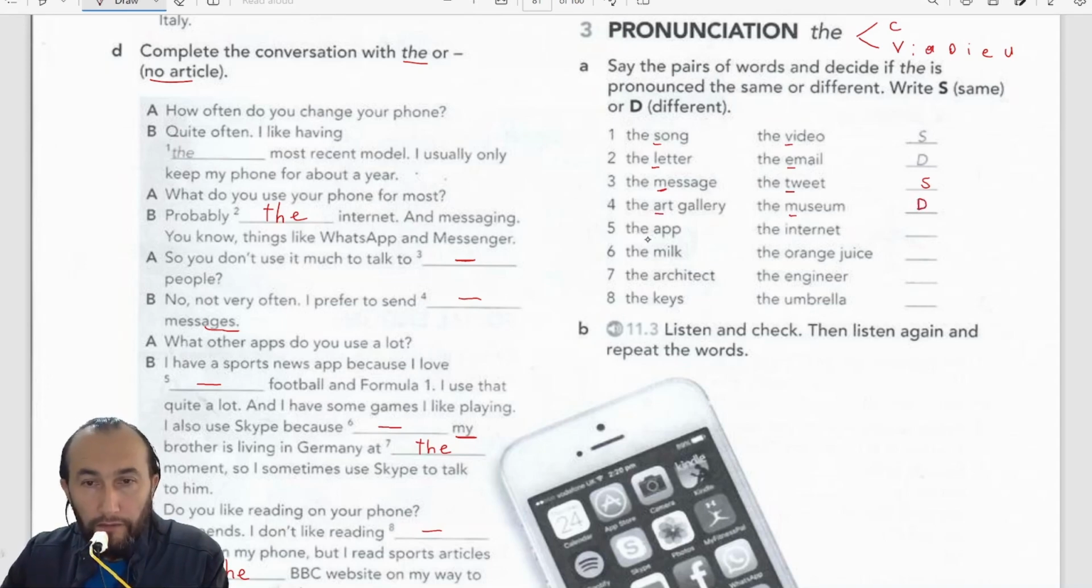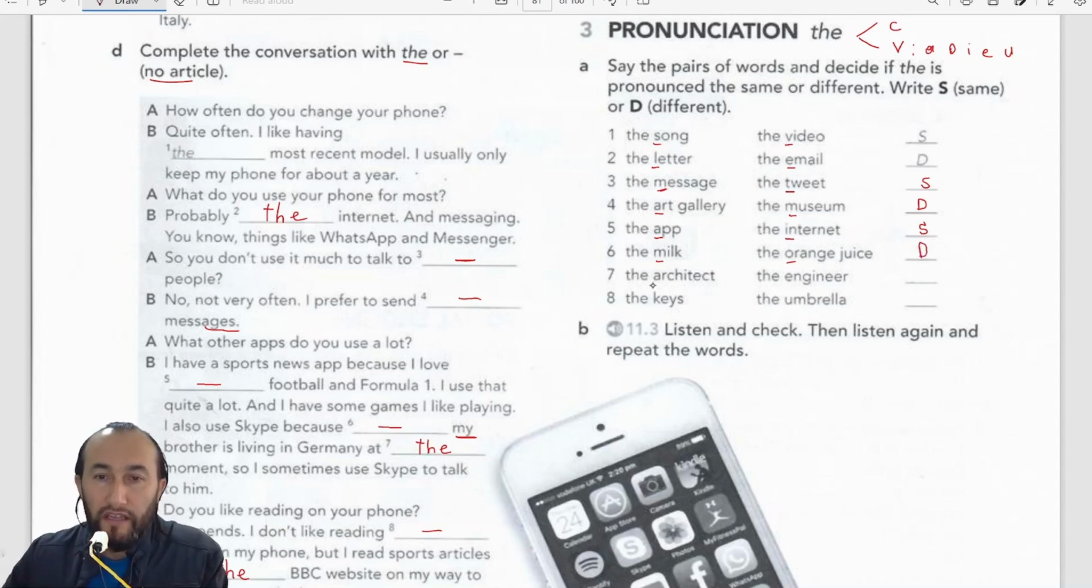And number 5, the app, because this is a vowel, and then the internet, both vowel sounds, so that will be the same pronunciation. Number 6, M is consonant, O is a vowel sound. The first one we say as the milk. The second one is the orange juice. So that will be different. So we're going to put D here.